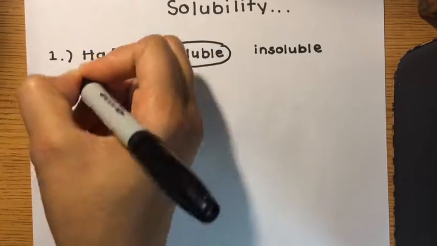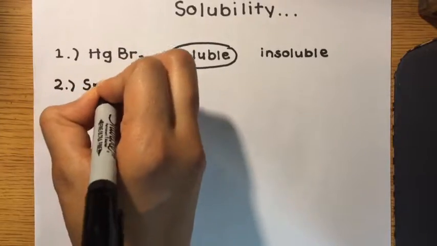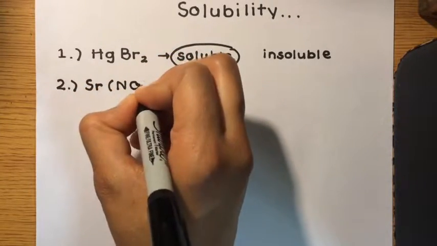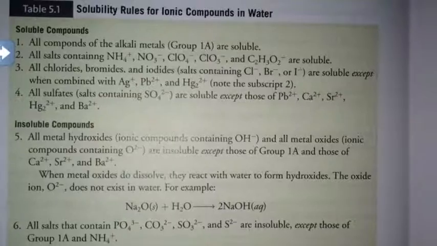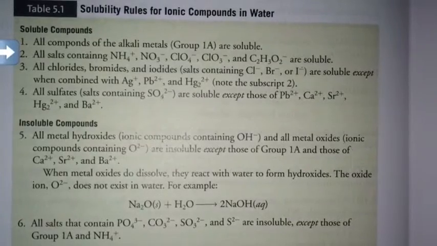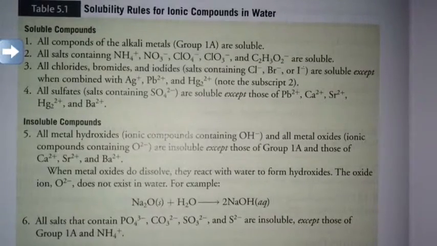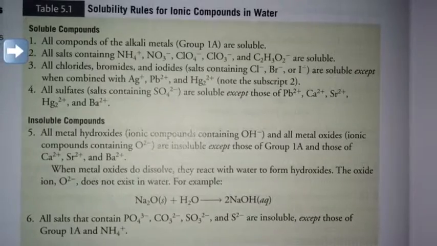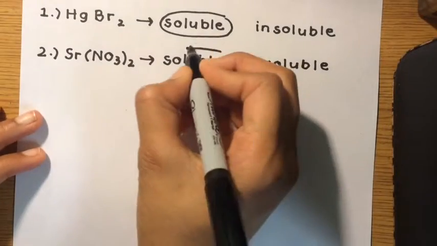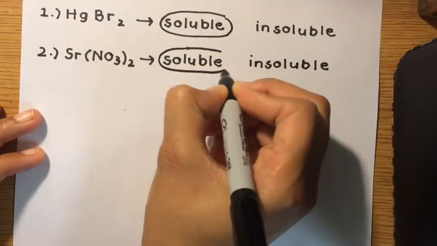Our next example is strontium nitrate, as seen Sr(NO3)2. And here we'll be looking at rule number 2, that all nitrates are soluble. Thus, the answer is soluble.